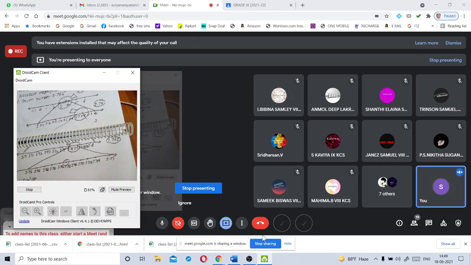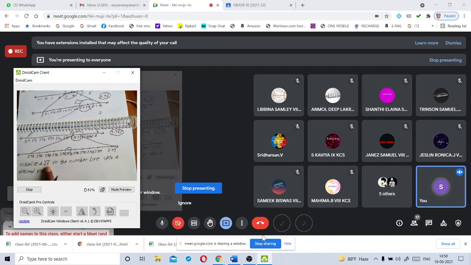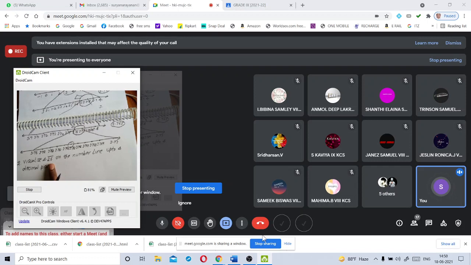Visualize 4.26 bar on the number line up to 4 decimal places. See the next question, my dear children. Here we have to visualize 4.26 whole bar on the number line up to 4 decimal places.